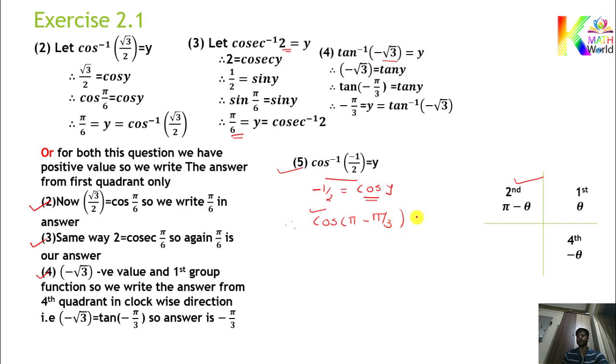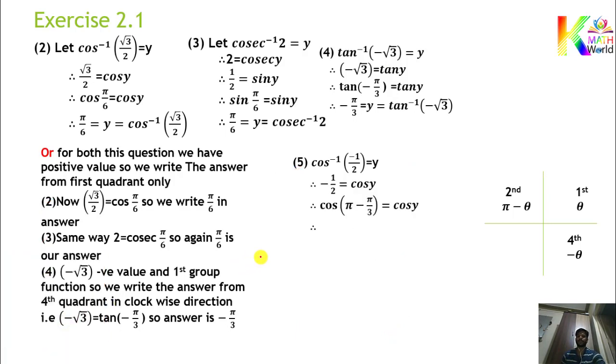You got cos y. When we take the LCM, 3 pi minus pi gives 2 pi by 3, and that equals cos y. So we get 2 pi by 3 equals y, and y is cos inverse of minus 1 by 2. In the same way you can calculate this type of question. Whatever we discussed, you can again see in these steps.